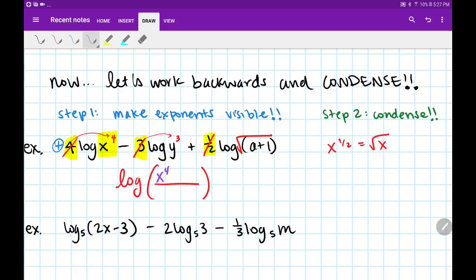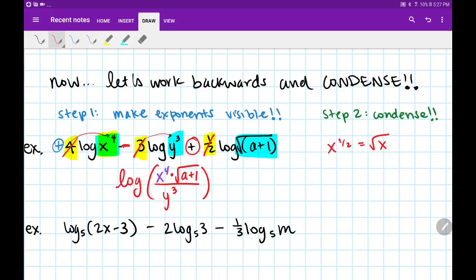Next thing I'm looking at is this y cubed. Where does that go? Well, look at the sign in front. The sign in front is minus 3. It was a minus log. So that means y cubed is going to go in the bottom. And this last one is the square root of a plus 1. Is that going to go in the top or in the bottom? You should be looking at the sign right in front of it. The sign is positive, so that means we're going to multiply this with what's already up top and join it up there.